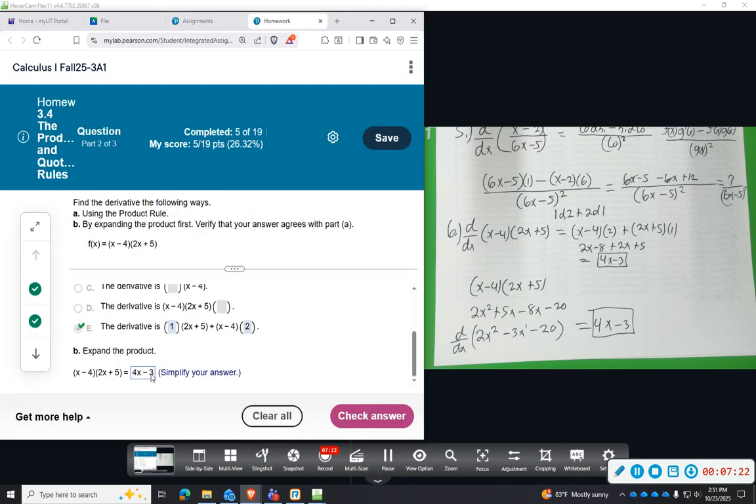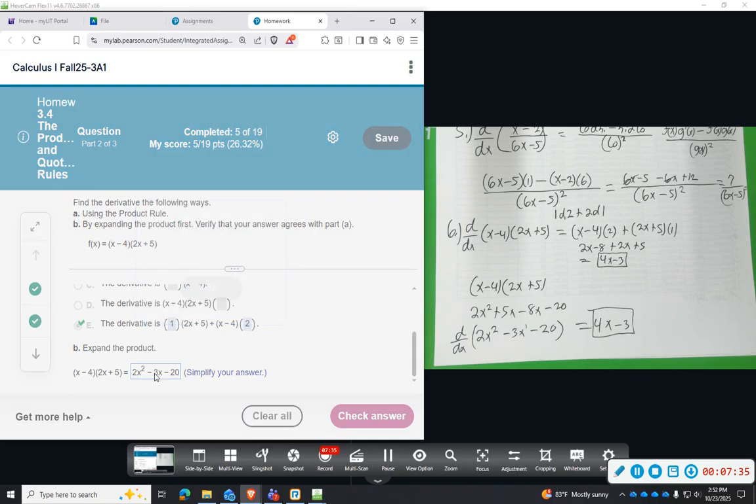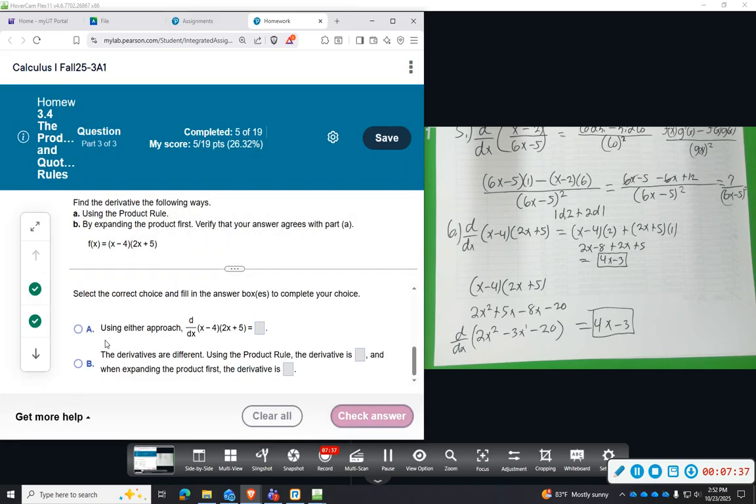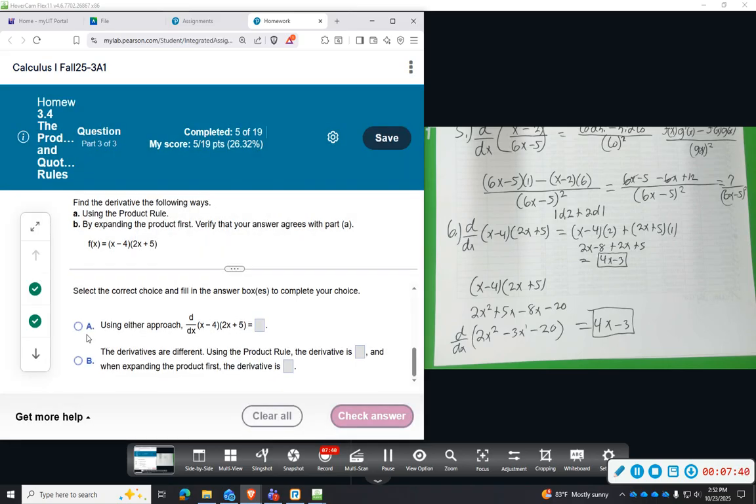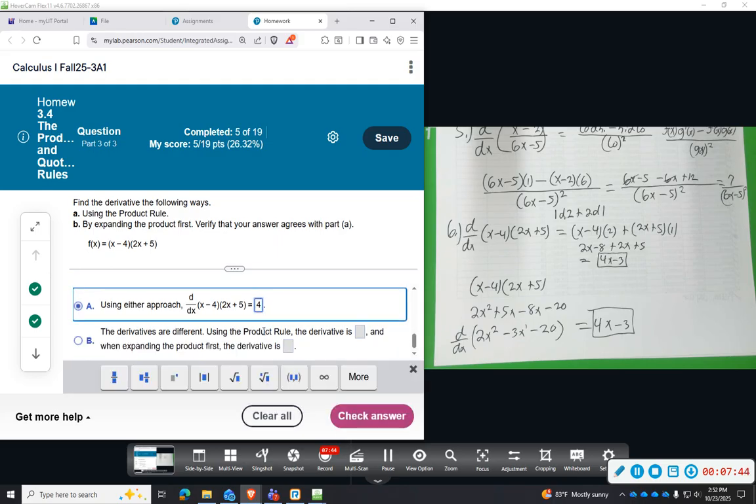Okay, so first they want me to give the expanded product. 2x squared minus 3x minus 20, and then they want me to check the derivative. Using either approach, when you simplify, the derivative is 4x minus 3.